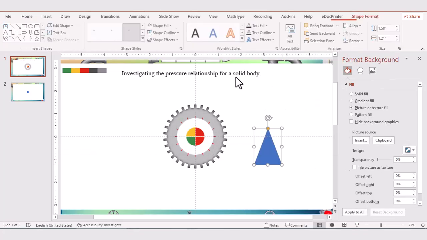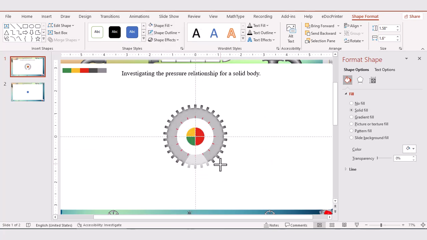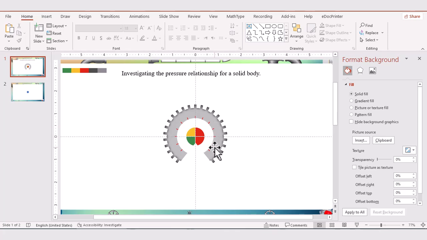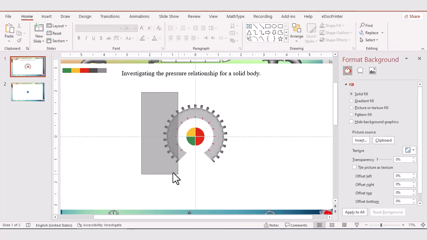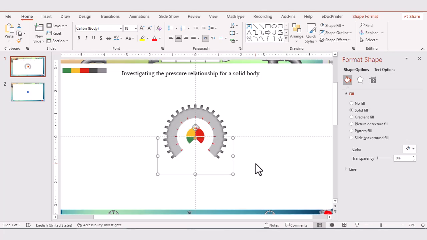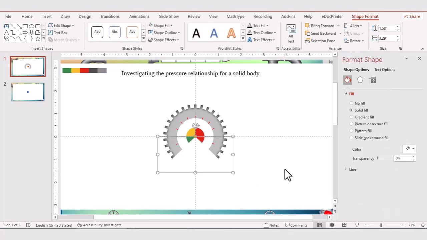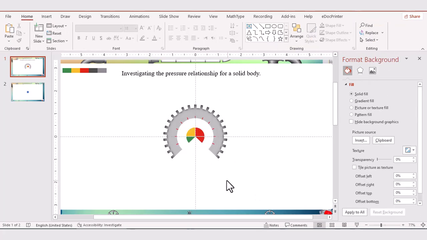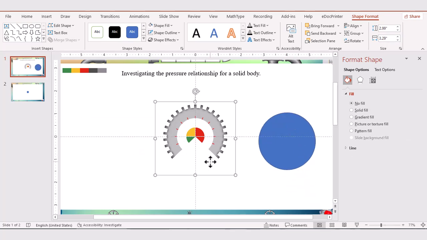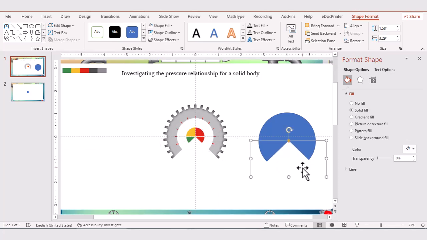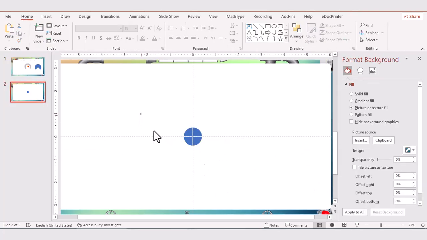Now I make a nice cut in the pressure gauge with a triangle. I draw a circle with the radius of the first circle, which is 2.5, and with the help of the triangle that I made the cut, I create a new cut for the base of my pressure gauge.